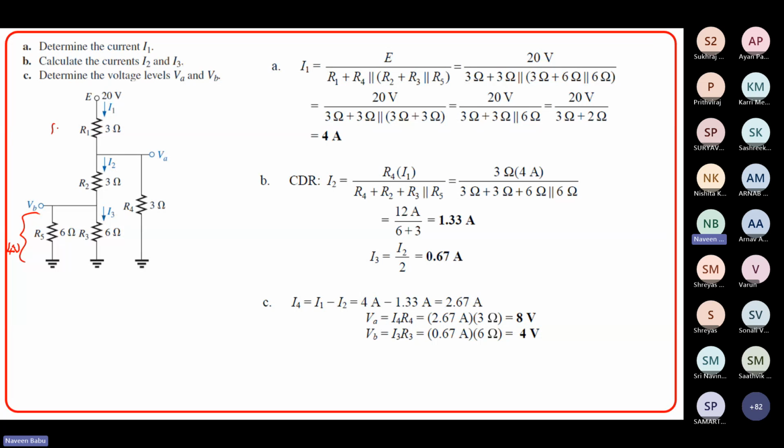So 12 volts here. And I2 is what? I2 is 1.33 multiplied by 3, which is approximately 3.99, which is close to 4. So 12 plus 4 is 16. 16 plus 4 is 20, which is your applied voltage. Okay. So this is how you quickly cross verify whether your answer is right or wrong.